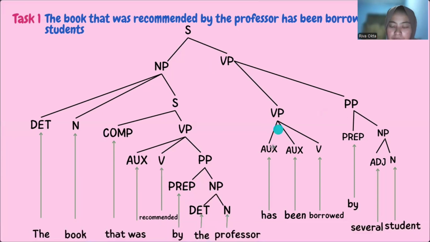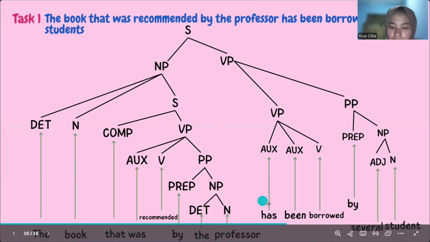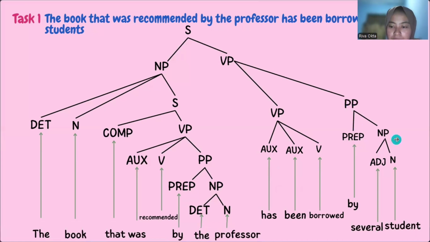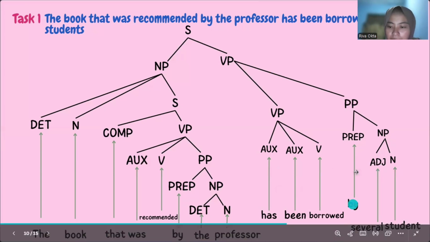Verb phrase is divided into auxiliary verb and verb. And from this sentence, has is auxiliary verb, been is auxiliary verb, and borrowed is verb. And prepositional phrase is divided into preposition and noun phrase. Noun phrase is divided into adjective and noun. And from this sentence, by is preposition, several is adjective, student is noun.